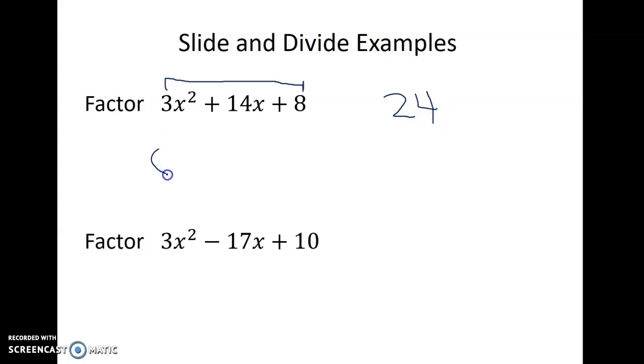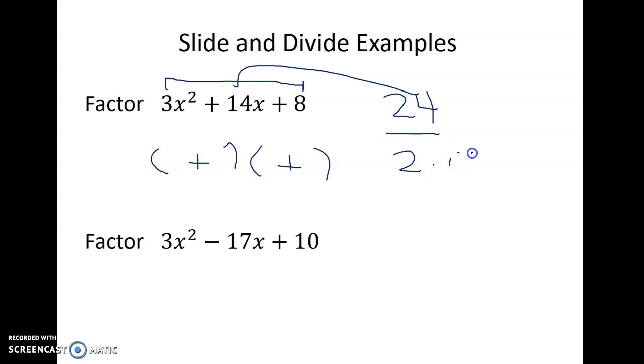And then, just like we used to do, your 2 sets of parentheses. You can fill in your signs. It ends in a positive, so you know they're both positive because the middle's positive. Now, instead of finding the factors of 8, we're finding the factors of 24 that add to be 14. What are the factors of 24 that add to be 14? 2 and 12. So, put a 2 there, put a 12 here.